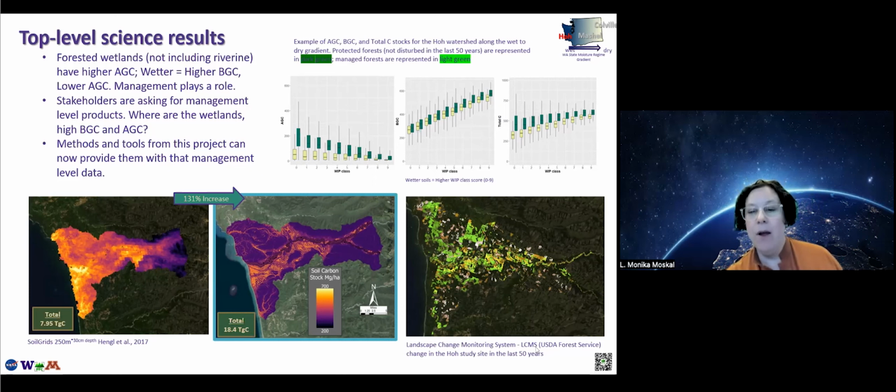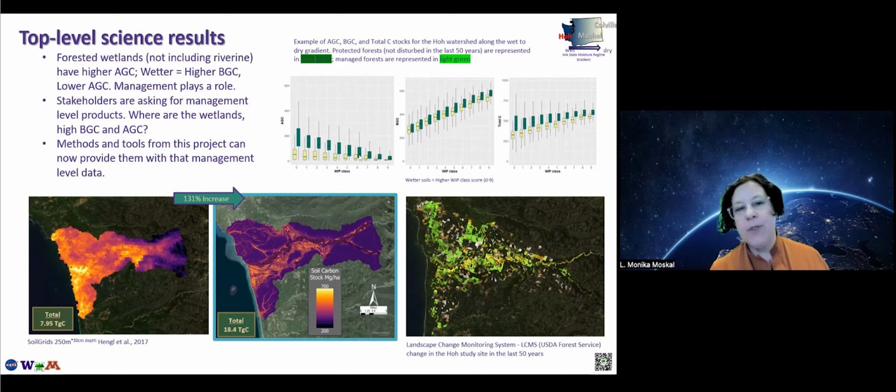LCMS models that use Landsat data. We looked at 50 years of protected forests. So if a forest has not been disturbed in 15 years, we represented it in green. And what you can see is that forests that are wetter tend to have less above ground carbon.